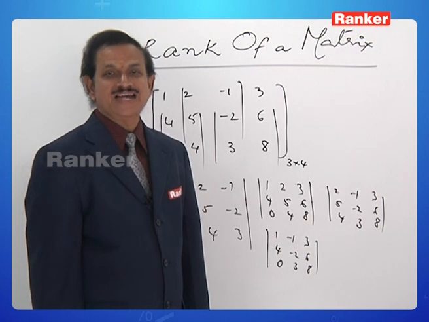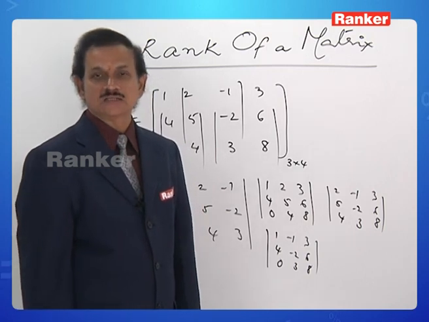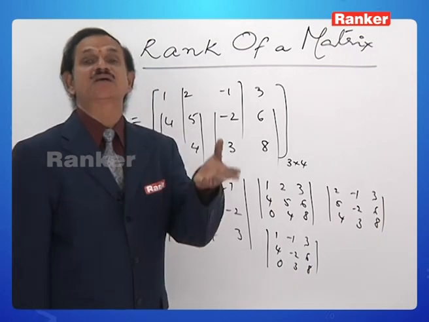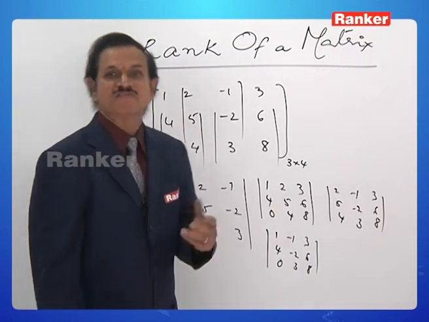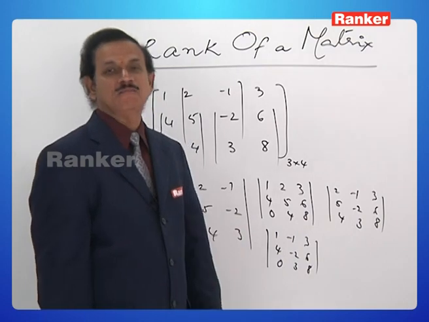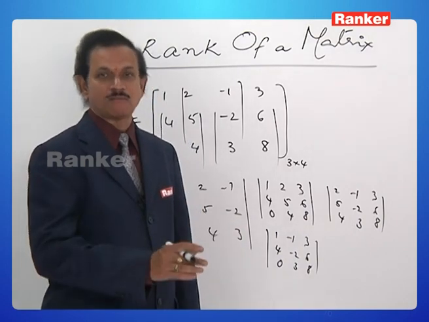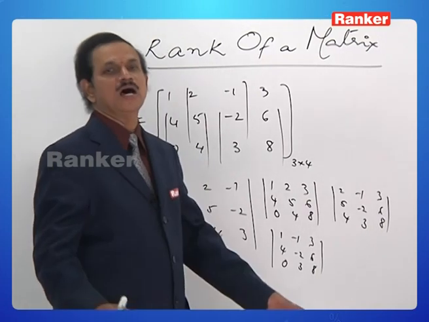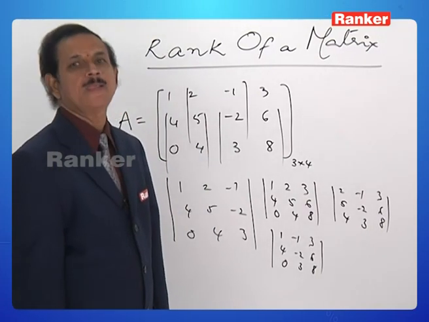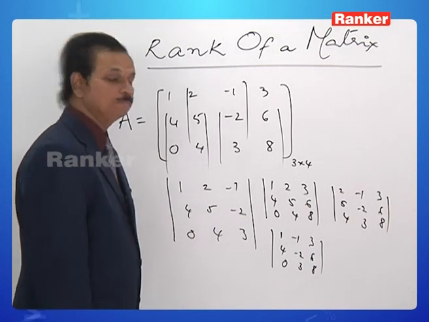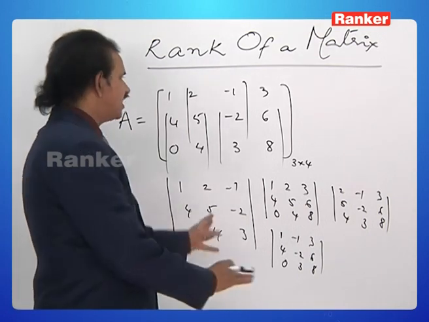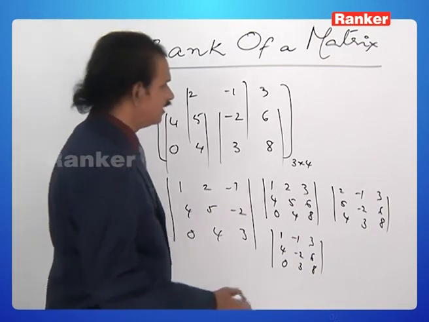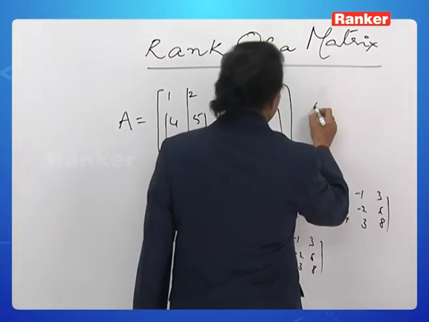Minors in a matrix are the determinants of the square submatrices formed from A by deleting some rows or some columns or both. These are minors. Good. Next, it is enough for us to have the meaning of minors. Let me give you one more example of a matrix.